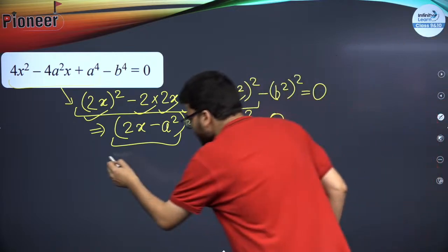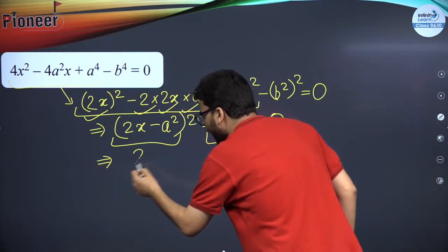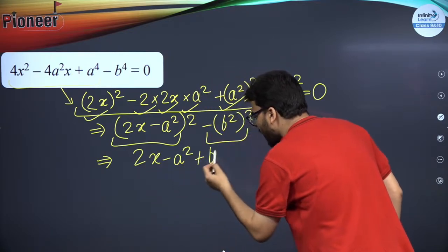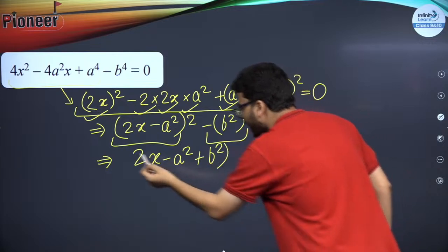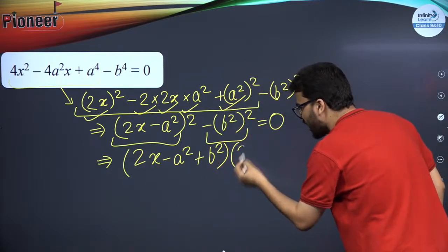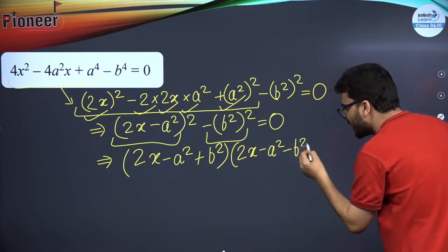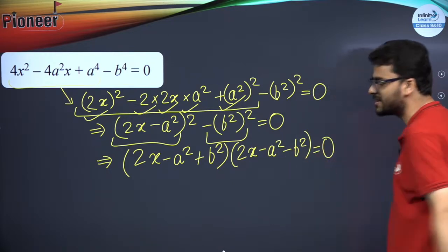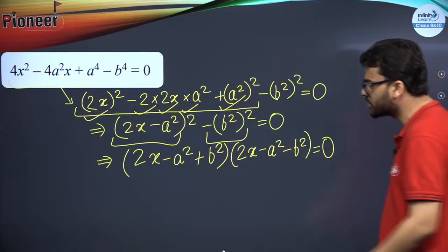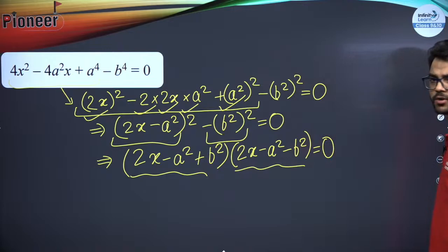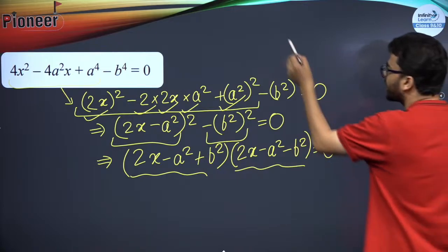So can I use the a square minus b square identity over here? So it will give us 2x minus a square plus b square over here. And in the other bracket, what will I get, guys? I'll get 2x minus a square minus b square. And that is coming out to be equal to 0. So what are the two roots? If you take this thing to be equal to 0 and if you take this thing to be equal to 0, we'll get two roots of this quadratic equation.